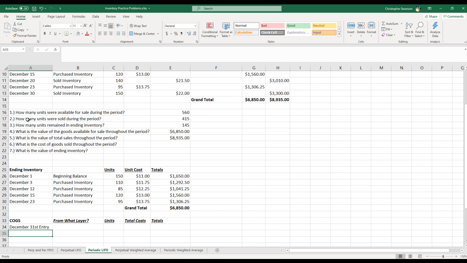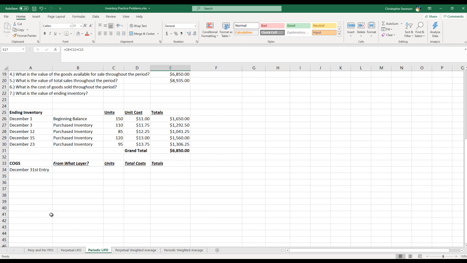And we're going to do it for all of the units sold. We had 415 units sold, so that's what we need to target. We need to somehow get 415 units. We're just doing it in one big entry, but we're going to have to pull from different layers.